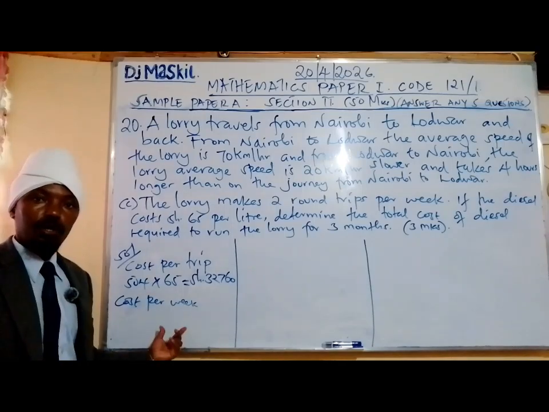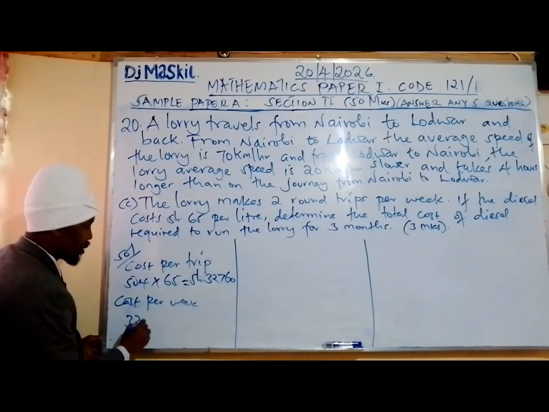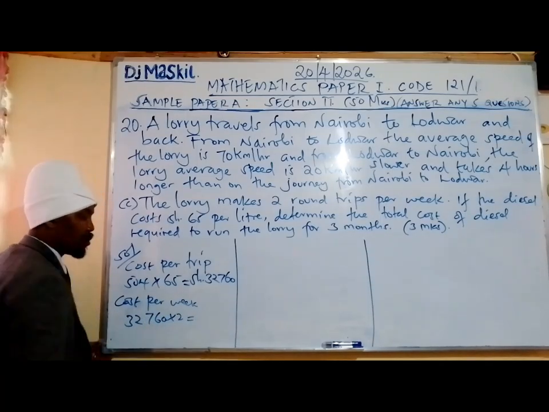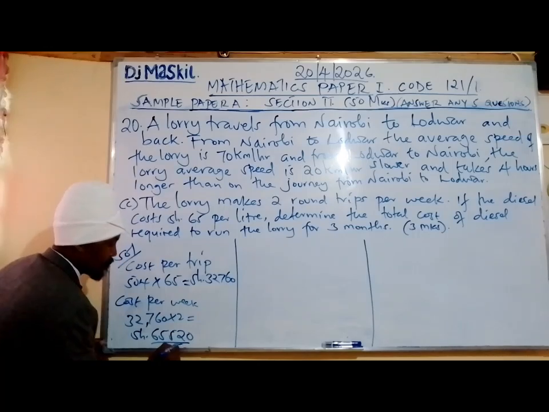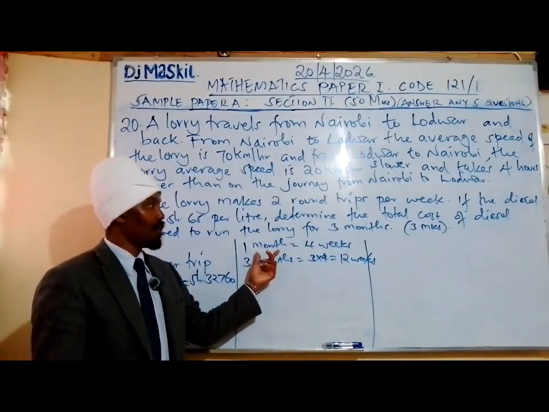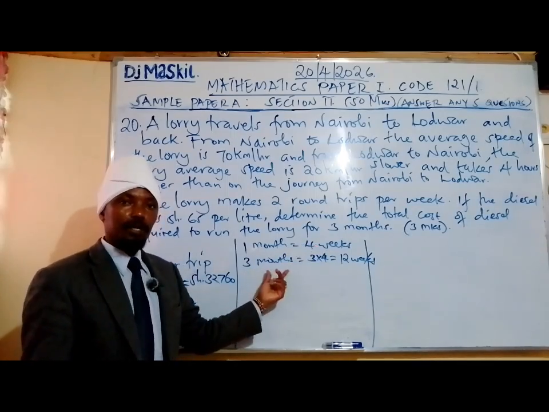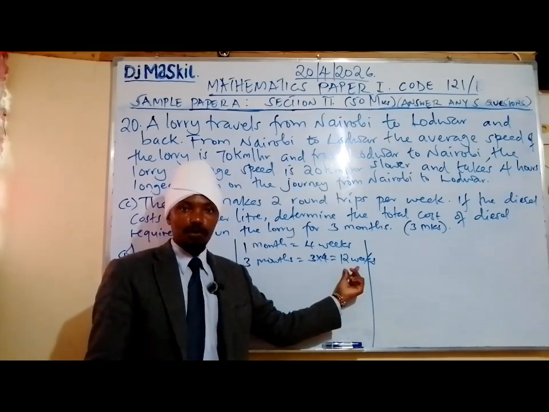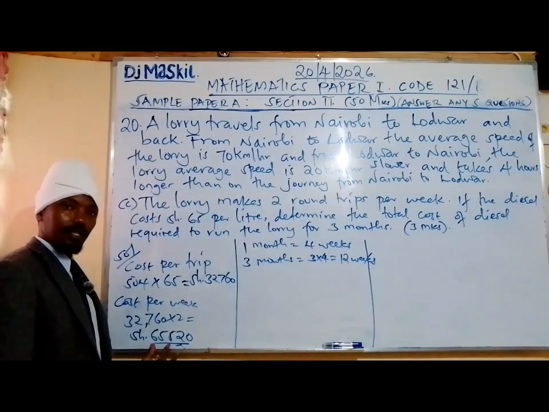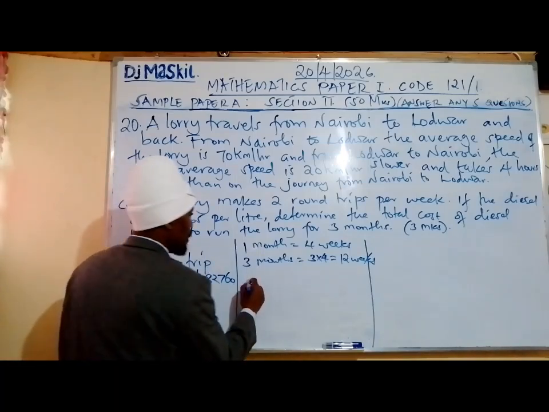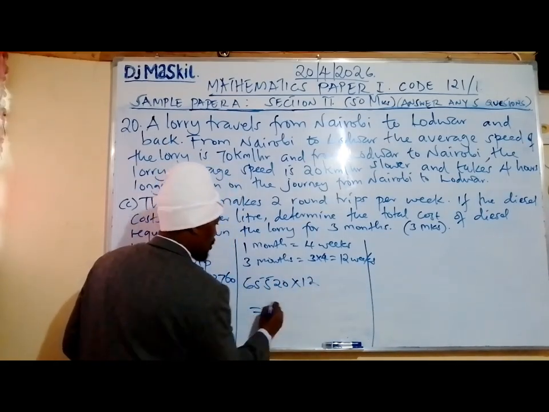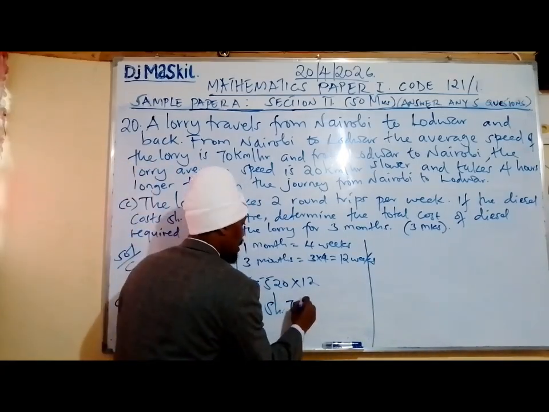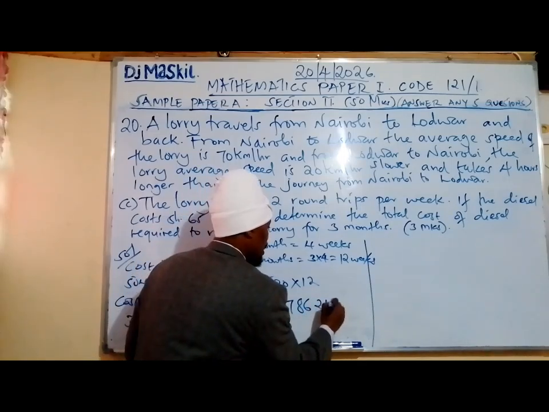32,760. So cost per week will therefore be 32,760 multiplied by 2. This will give you 65,520. So 1 month has 4 weeks. Therefore, 3 months will have 3 multiplied by 4, you get 12 weeks. Now, in a week, the cost is 65,520. Therefore, for the 3 months will be 65,520 multiplied by 12. This will give you 786,240 shillings.